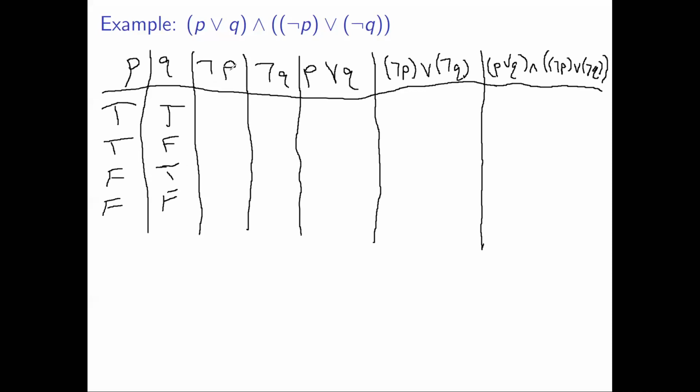Okay, now we can do the column for not P. When P is true, not P is false. When P is false, not P is true. So we have TTFF in that P column, and it's going to flip in this not P column. We're going to get FFTT. Now in this Q column, we have TFTF. In the not Q column, it's going to flip. So instead of TFTF, we're going to get FTFT.